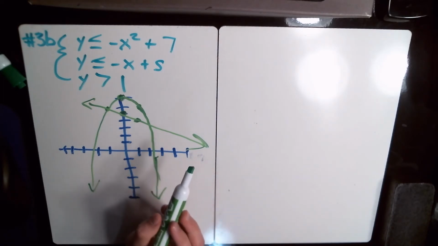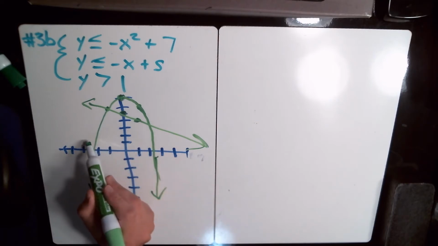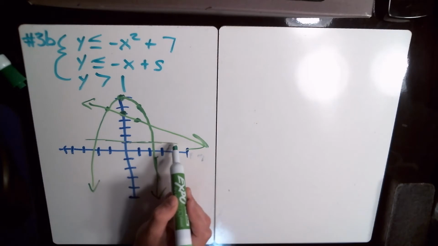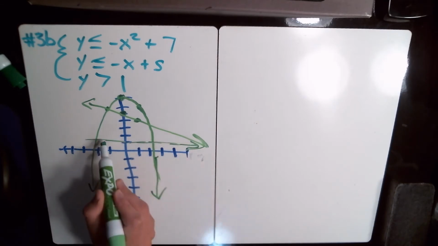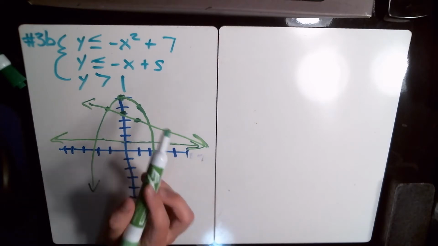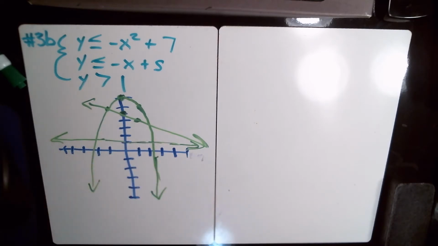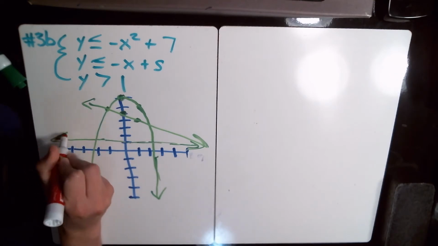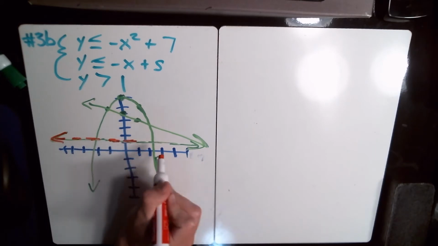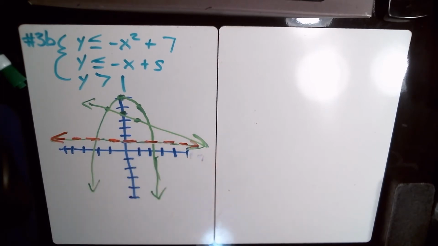And then y is greater than 1. Well, y is equal to 1. Looks like a horizontal line like this, right? And so y is greater than 1. Oh, and sorry, it's strictly greater than, so it's dotted. Should be dotted, okay?